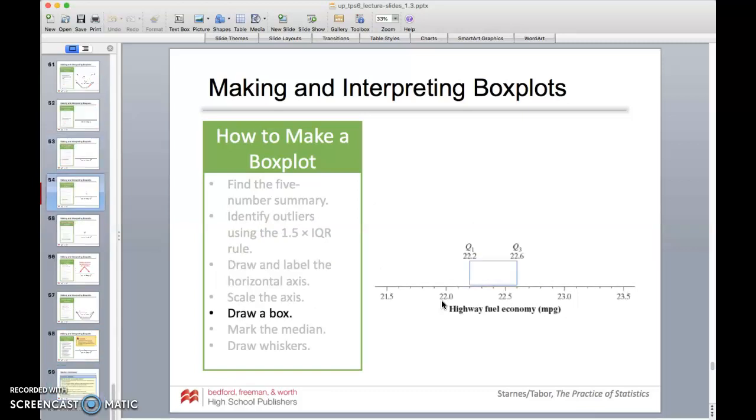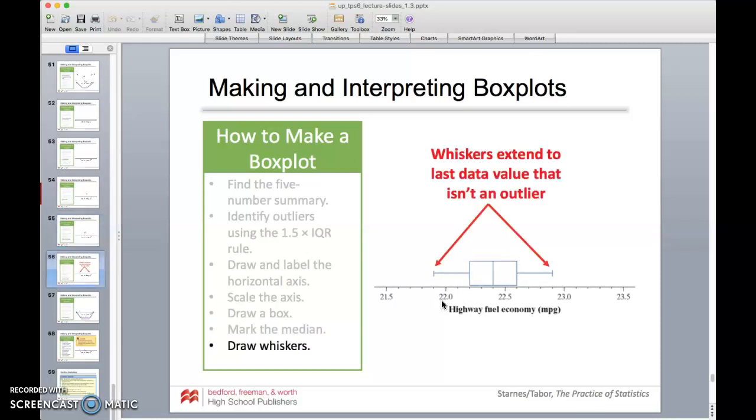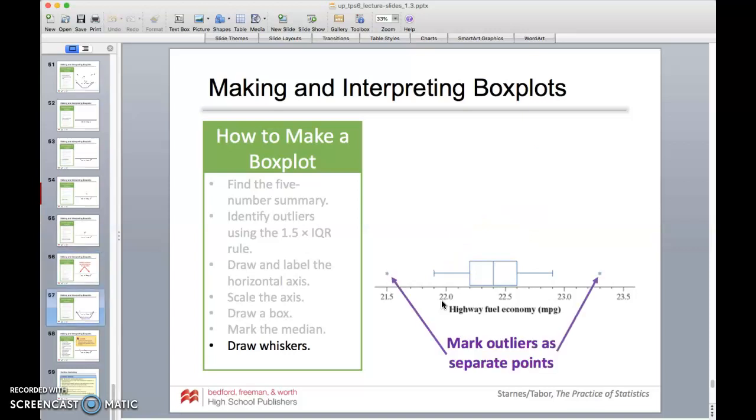We're going to draw the box. Now, again, the box goes from the first to the third quartile. That's the interquartile range right there. We're going to mark the median with a line. And we're going to draw the whiskers. The whiskers are going to be drawn to the last data value that isn't an outlier. And then we're going to mark those little stars there where those outliers are. So we're kicking those out for min and max, but we are going to say that there are a couple of values there. We're going to star those.